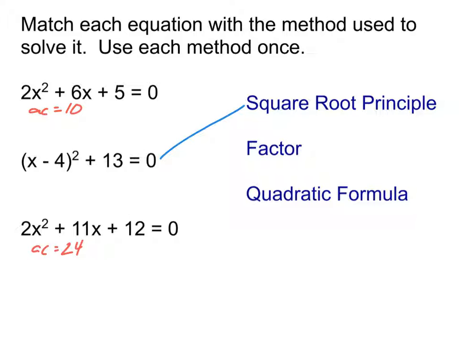One of those is possible. Which one of those is possible? The first one or the third one? So yeah, that third one is actually our winner. The third one, yes, there are two numbers that add to 11 and multiply to 24, 3 and 8. And so the third one is the one I would use factoring for, which means that for that top one, I can't use the square root principle, I can't factor it, therefore the only possibility left is the quadratic formula. So that's the method we'd use there.